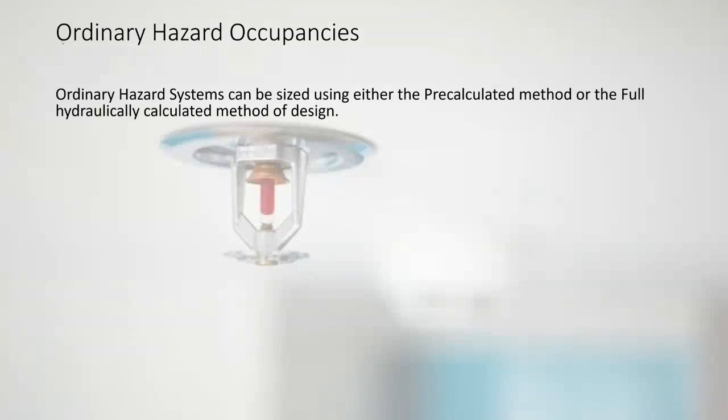We're going to move on again to ordinary hazard classifications. So ordinary hazard systems can be sized using either the pre-calculated method, which is predetermined pipe sizes and tables, pumps, tanks, etc. Or you can use the full hydraulically calculated method. Now that means that you need to actually put all the information in the system into a calculation program and then start putting together areas of operation and stuff like that.